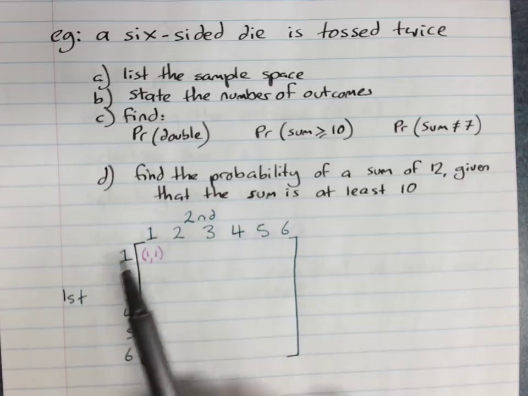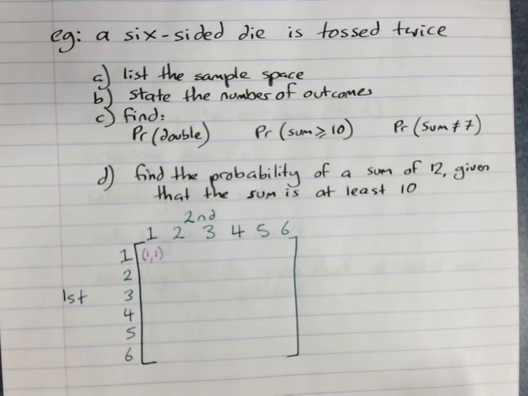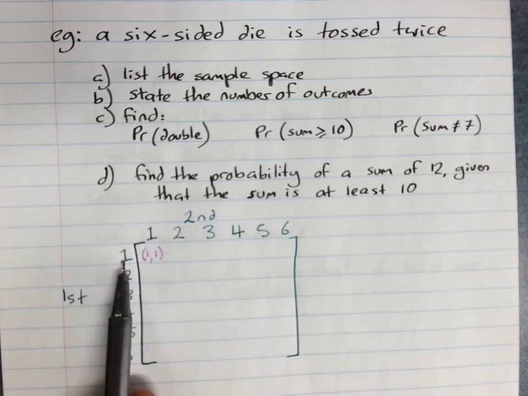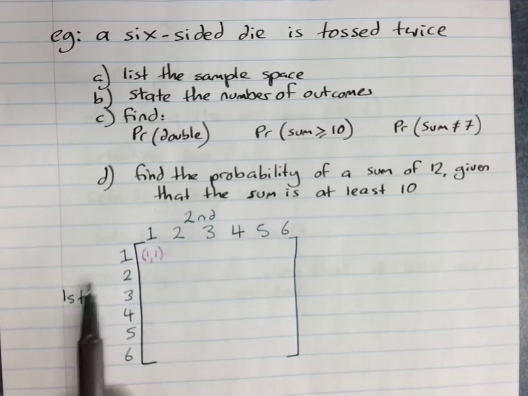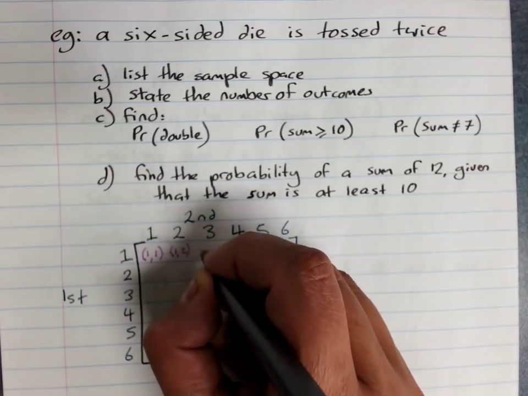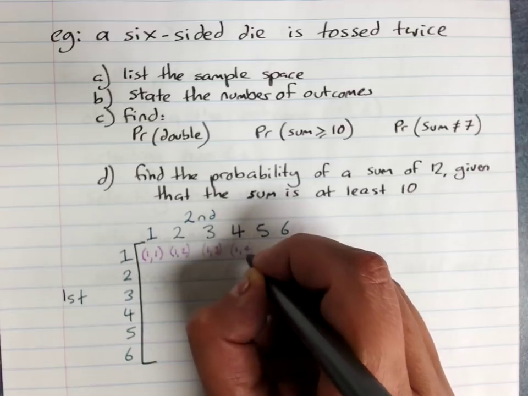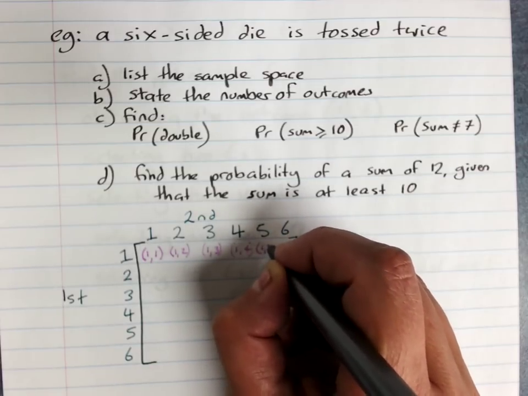If they just ask for the sample space when you're tossing 2 dice, assume we want to see what was on the faces. So I could have tossed a 1 on the first die and a 2 on the second die. That would be 1, 2. Now, it's a little bit tedious to fill these in, but you just have to put up with it.